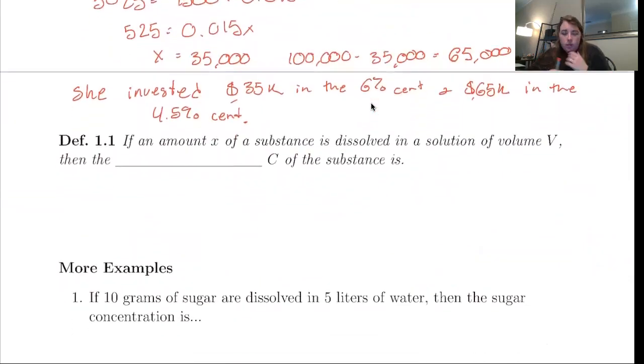So, if an amount X of a substance is dissolved into a solution of volume V. Has anyone ever made simple syrup? It's just sugar and water. So if I pour X grams of sugar into a volume of water, I would want to know the concentration of that, right? So we call it the concentration.